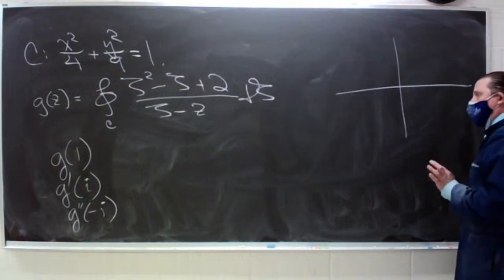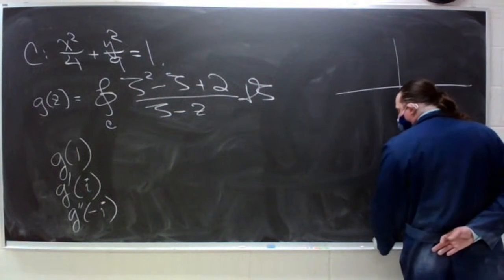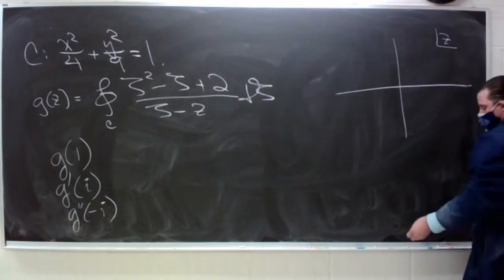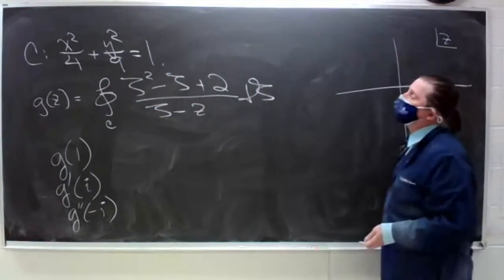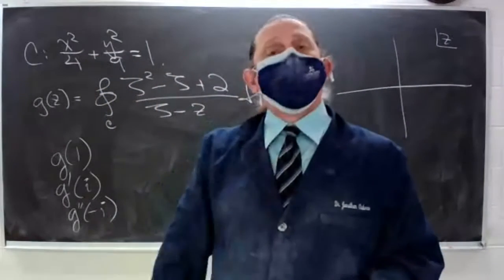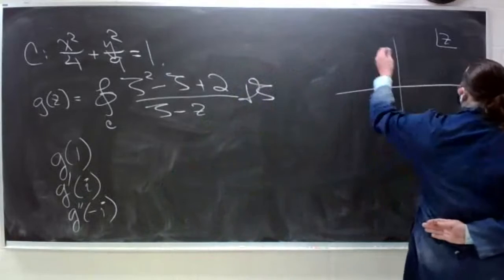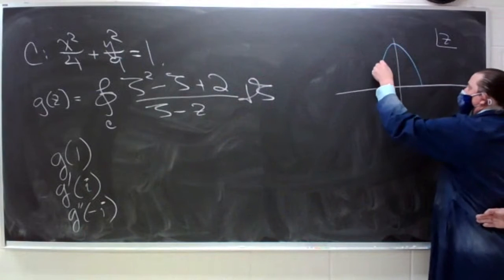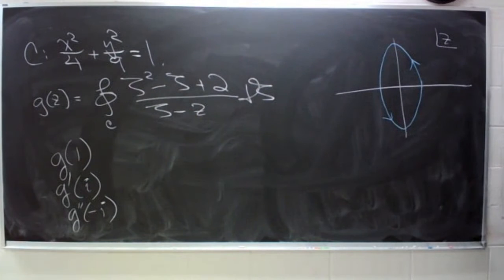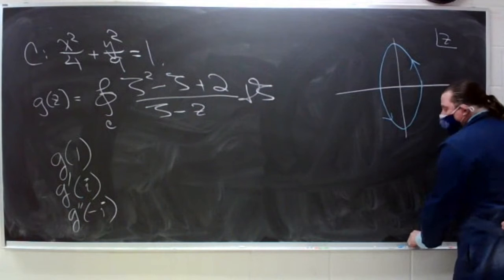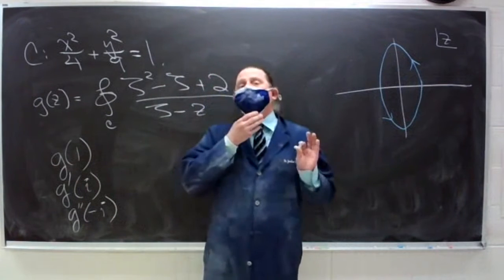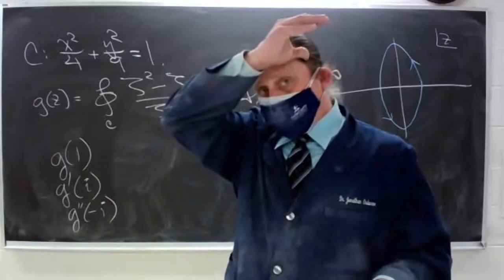So the very first thing that I want to do is graph my ellipse. All right, so this is in the z-plane. The ellipse has a maximum value of x, which is 2, a maximum value of y, which is 3. So it's going to look like this. All right? My points, 1, i, and negative i, are all inside my contour.